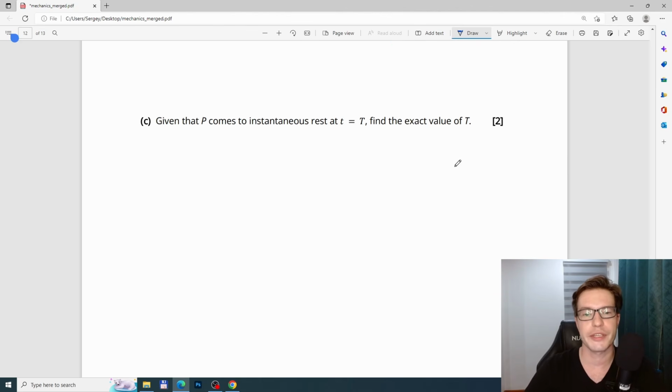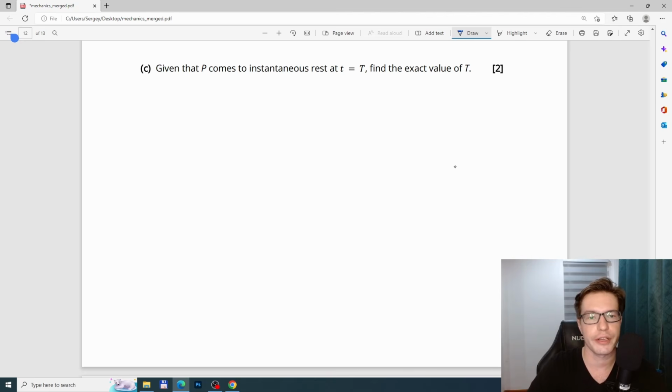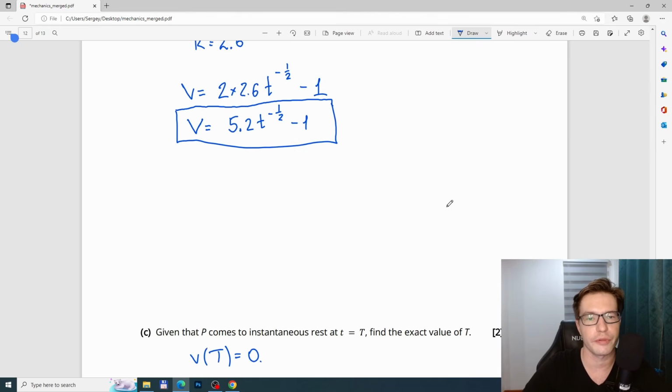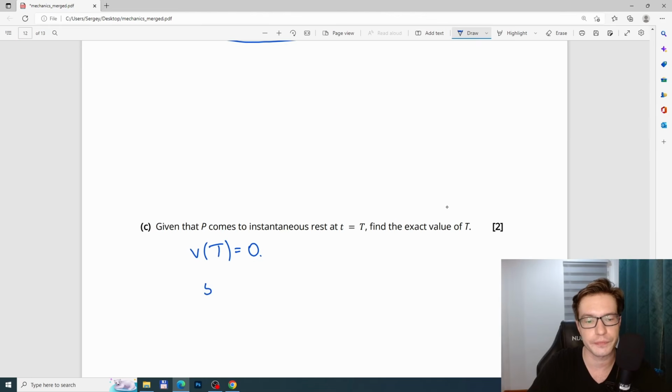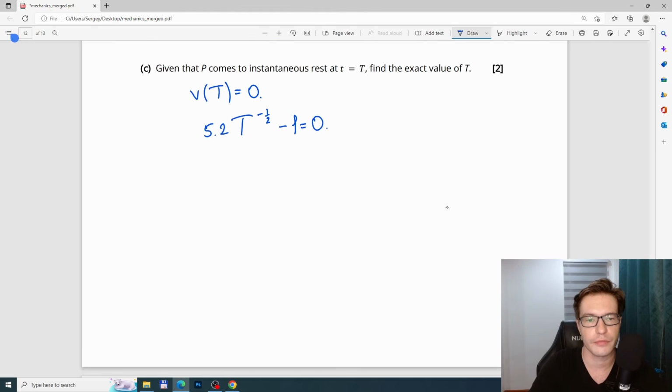Now we're given that P comes to instantaneous rest at t equals T. So that means v, when t equals big T, equals 0. Okay, now let's solve the resulting equation, 5.2 t to the power of minus a half, minus 1 equals 0. Rearrange it. So t to the power of minus 1 over 2 equals 5 over 26.